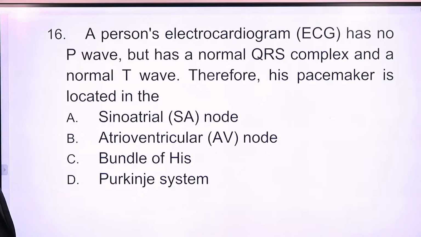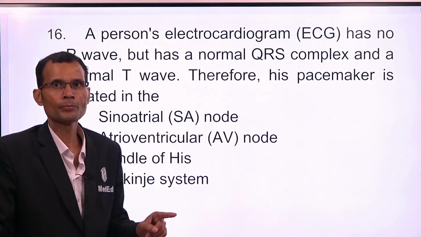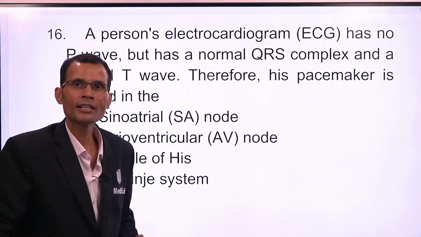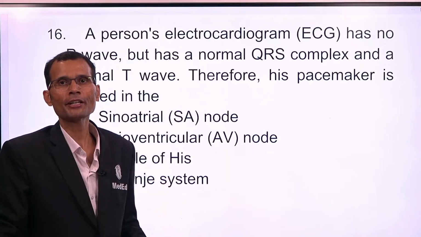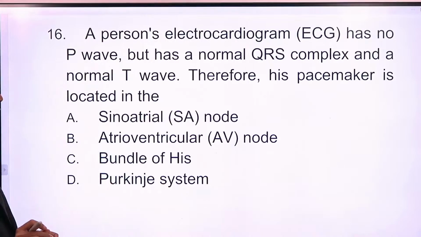SA node, AV node, bundle of His, Purkinje system. QRS complex is absolutely normal, okay, but P wave is absent. So where would you say is his pacemaker located? Come on, SA node, AV node, bundle of His, Purkinje fiber.